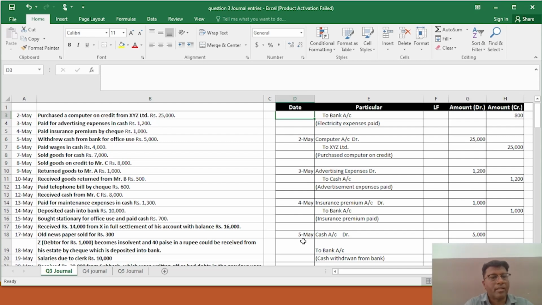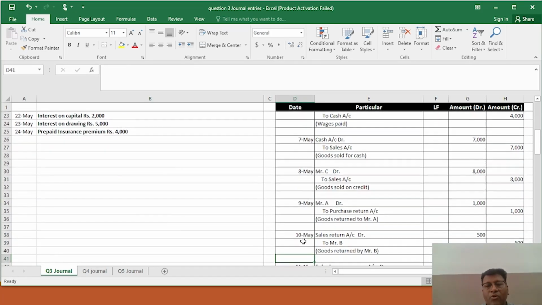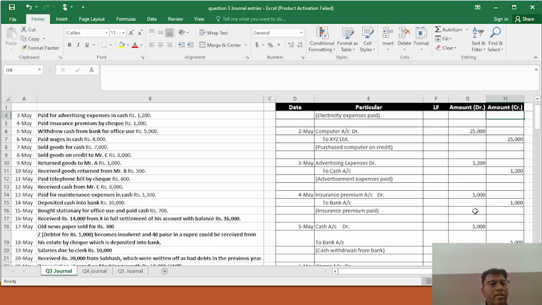So you can see that telephone bill was okay. There was a mistake because you paid the telephone bill by check. It is the case of check. So already I told you that if there is a case of check, you have not to mention cash, you have to mention bank account. So we have to correct it, right? That is the bank account and the amount was rupees 600, right?